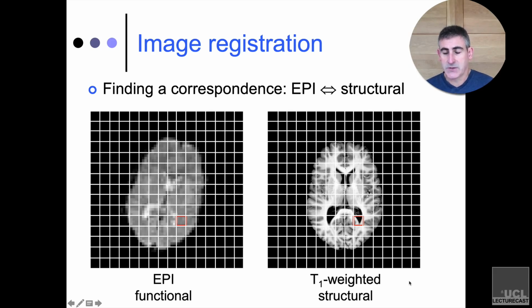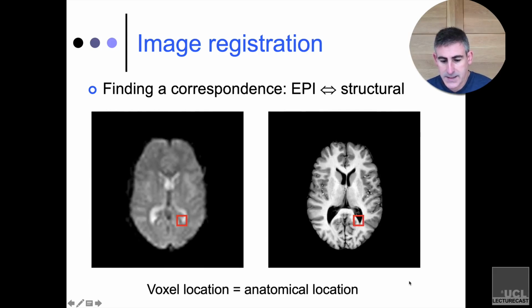So these images aren't aligned. They aren't in register. And you want them to be in register so that you can say, okay, data from this point in the grid corresponds to data from this point in the grid. I can overlay them and, for instance, show the activations on the structural scan. So what you want is the image to look like this, right? Now that square hasn't changed, but the EPI image itself is now in register with the structural scan.